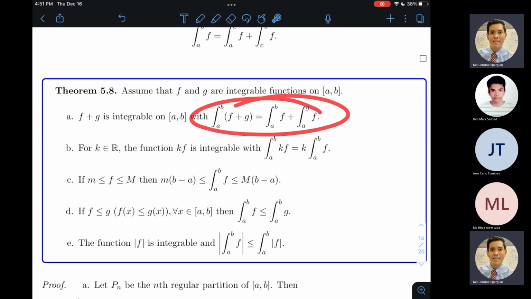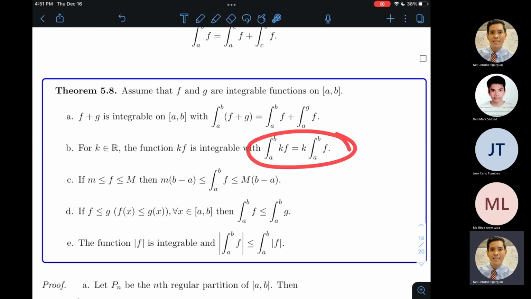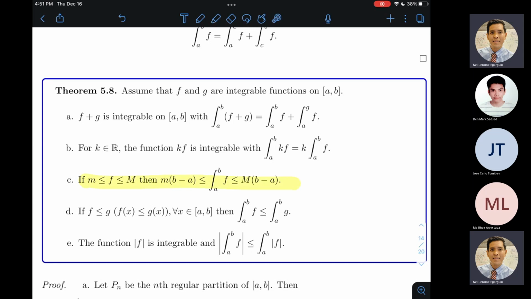Number one, the Riemann integral of a sum is the sum of the Riemann integrals. The Riemann integral of a scalar multiple of a Riemann integrable function is a scalar multiple of the Riemann integral of the function f. Okay. Tapos ito ay isang mahalagang property. So if f is bounded below by m and bounded above by big M, then the integral of f over the interval AB will be bounded below by m times the length of the interval and bounded above by capital M times the length of the interval. So ito yung parang order property ng integral. So pag bounded si f, yung integral ay magiging bounded nung parehong bounds times the length of the interval.